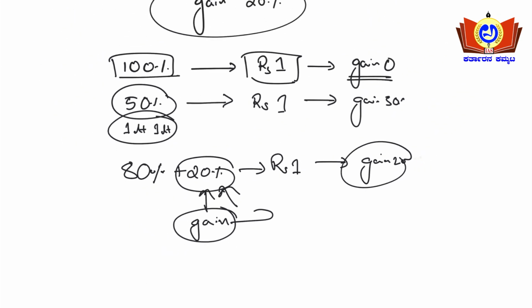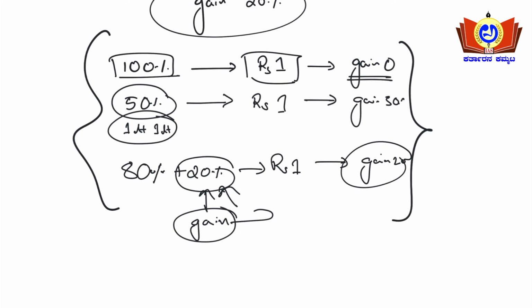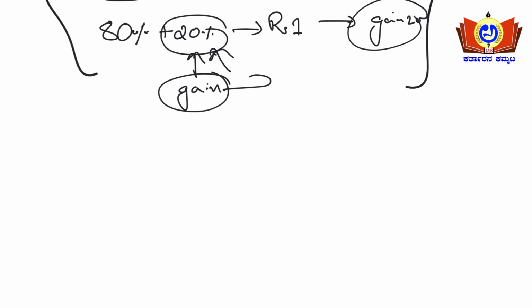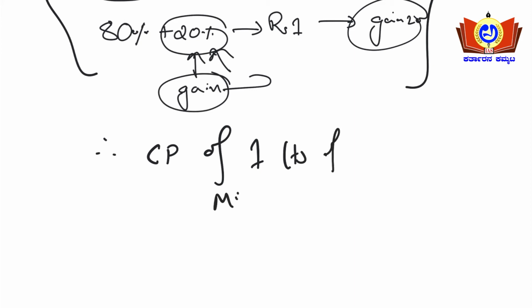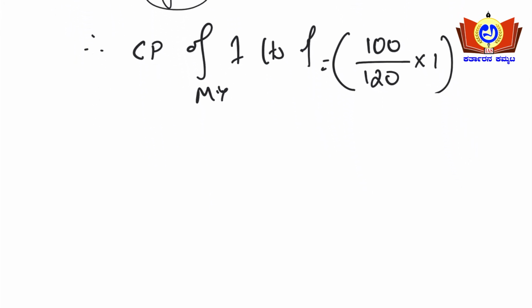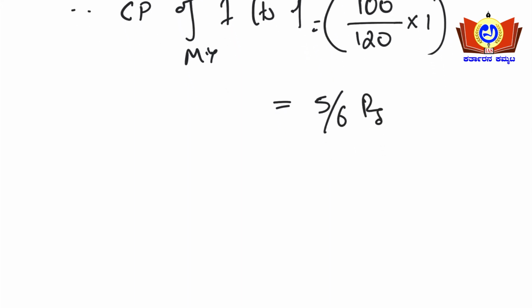No need to write this in your examination. This is not needed. The concept of how it works I was explaining, right? So what you write directly is: therefore, cost price of 1 liter of mixture will be 100 upon 120, yes or no, 20% gain, into 1. What is the cost price of that mixture that we are finding here? That is nothing but 5/6 rupees. Cost price of 1 liter of that mixture, after adding water.